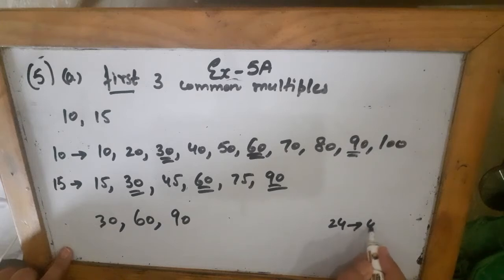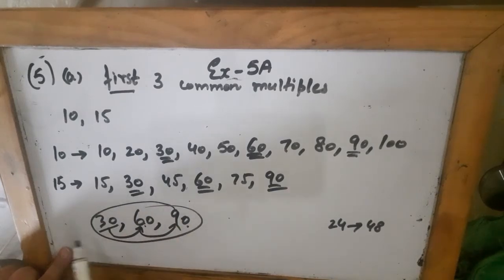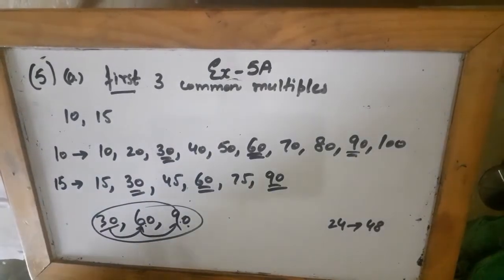As I told you in the last question, the first multiple was 24, then the next multiple was the double of that, 48. Now can you see the first multiple is 30, then the double of that is 60, and if you multiply 30 by 3 then you will get 90. So this is how we get the common multiples. So 30, 60 and 90 are the three common multiples of 10 and 15.